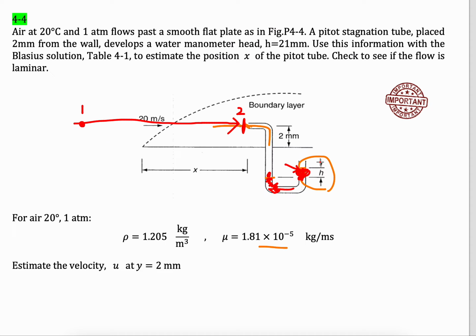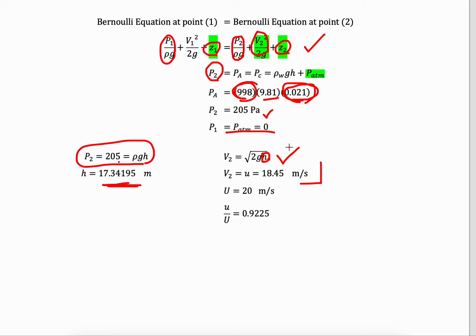Because in this problem, we are not calculating velocity or pressure on the surface. It is actually 2 millimeters from the surface. So we use the idea of Blasius, because the Blasius table will give us the ratio between u and capital U. So we determine the ratio. We know that the u is 18.45.